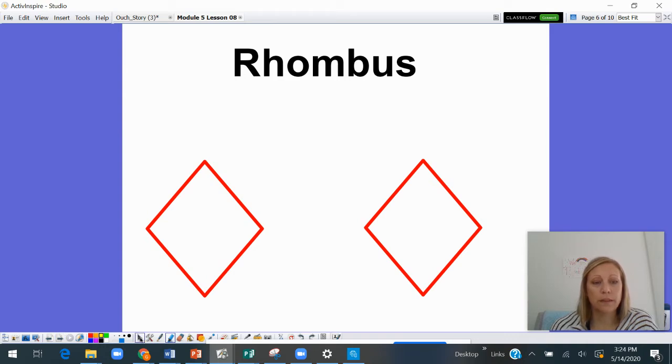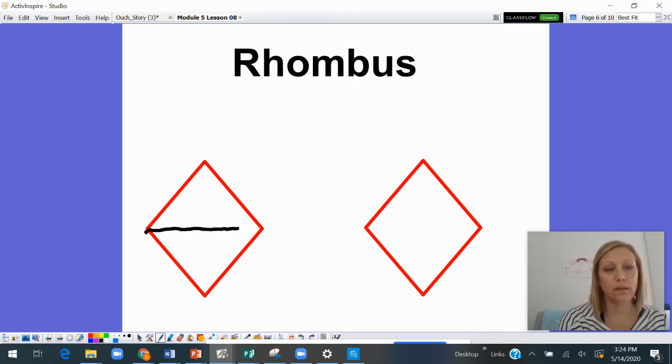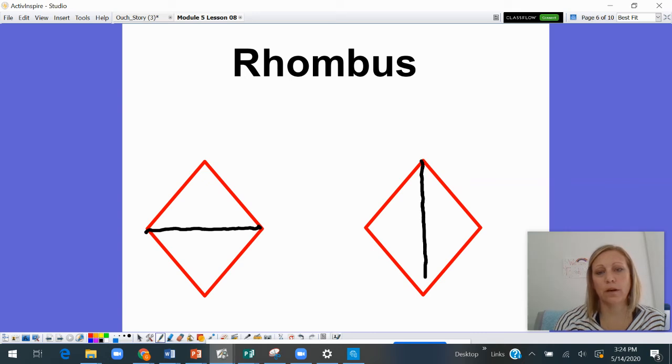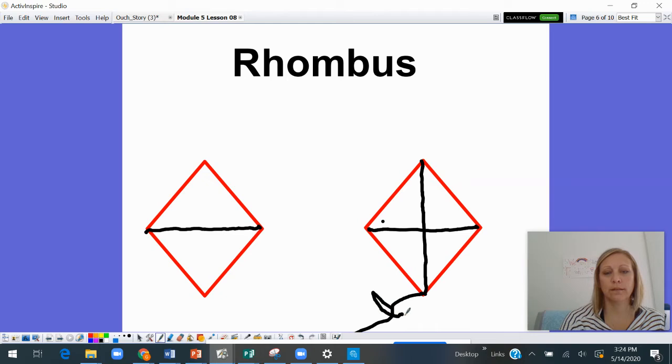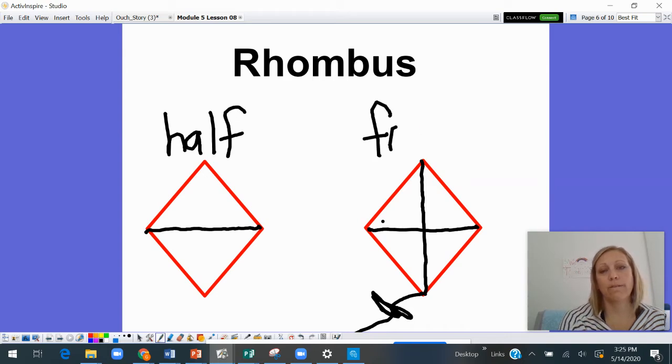Now a rhombus. Let's split those rhombuses, one right in half and one into 1/4. Remember, a half means that we have 2 equal parts. Do we have 2 equal parts? Yes. Let's split the other one into 4. There's 2 equal parts, and now there's 4 equal parts. It kind of looks like a kite, right? If you wanted to go outside and fly a kite, those are both. Here is our half. Here is our fourth.